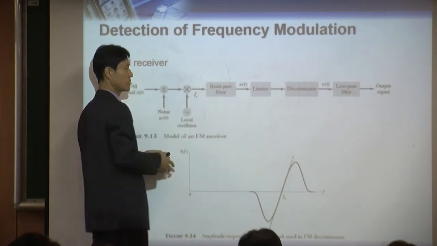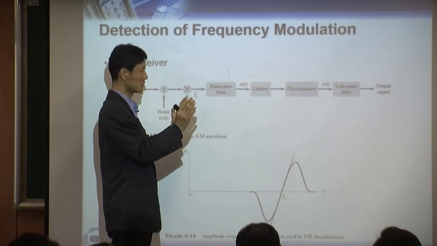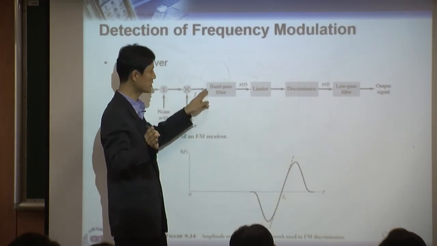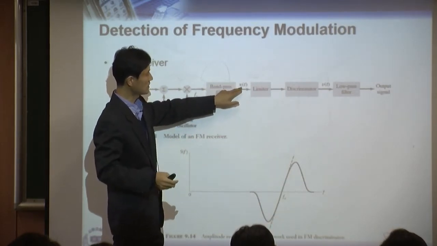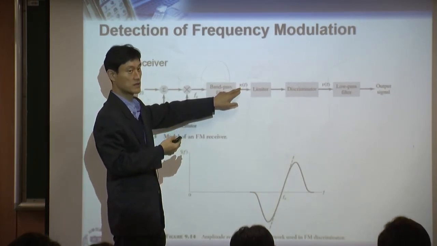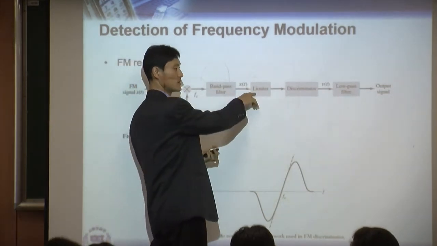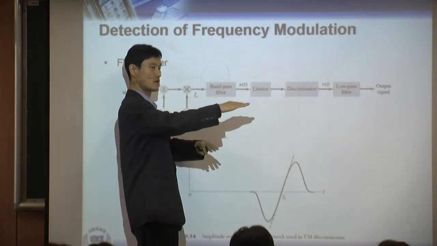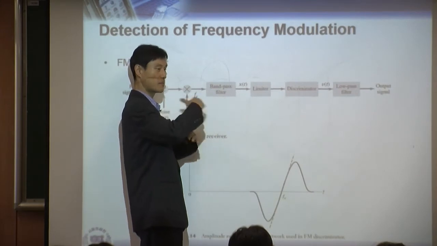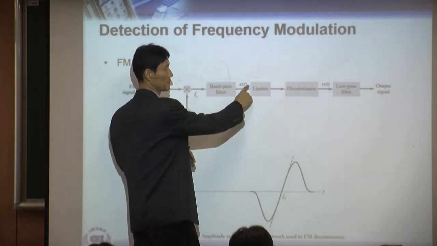The first thing to happen is a band pass filter, because you want to receive only your bandwidth. All the other frequencies you're going to reject. Now we get x(t). This x(t) is the same as always, s(t) plus n(t). Now we go through the limiter because we want to clip the amplitude. Amplitude doesn't matter for us. We just simply clip it.